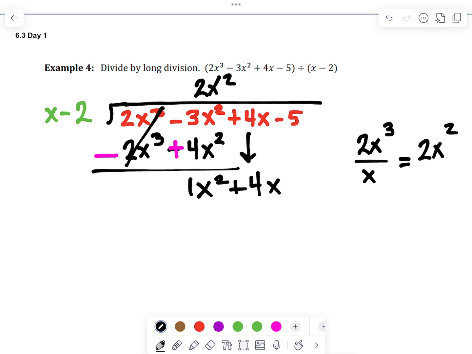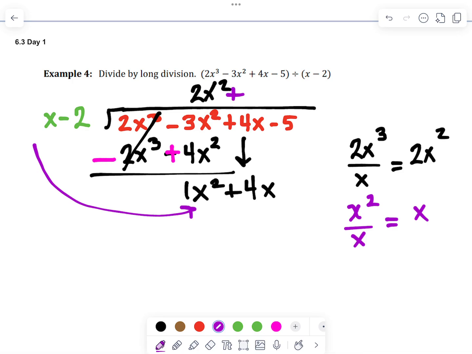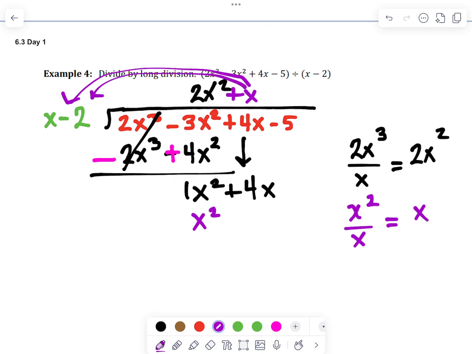We start the process over again. We see how many times does x divide into x squared? Or what is x squared divided by x? Well, that is x. So x goes up on top. Now we multiply that purple x with the green terms. So x times x is x squared. X times -2, -2x.